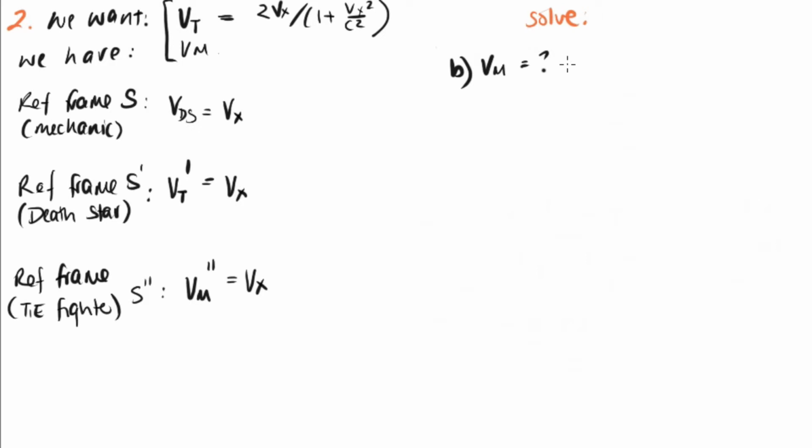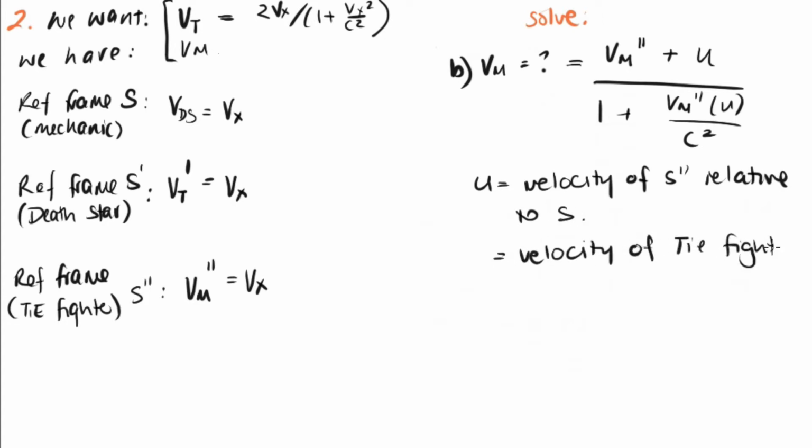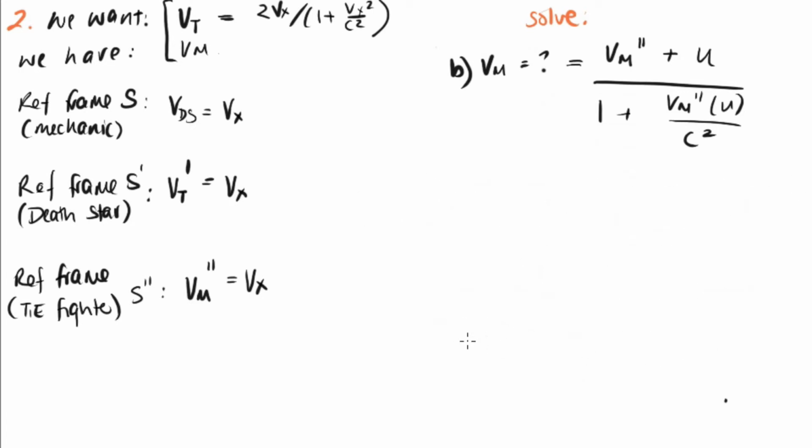So we have Vm is equal to Vm double dash plus u divided by 1 plus Vm double dash u on c squared. And in this case, since we're looking between S double dash and S, u is the velocity of the reference frame S double dash relative to S. So that is, it's the velocity of the TIE fighter relative to the mechanic. So that we would write as the velocity Vt, or as the speed Vt. And we found that in part A to be 2Vx divided by 1 plus Vx squared on c squared. So that's our setup. And now we just need to substitute in those values and solve.